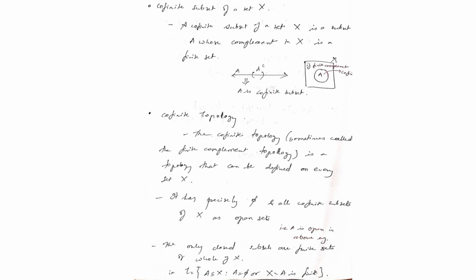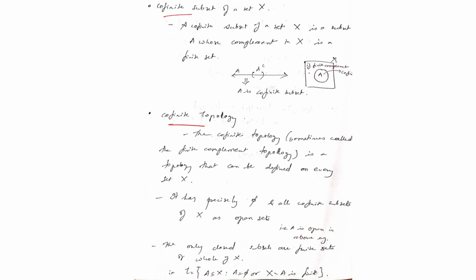So first of all, let's quickly go through some basic terminologies that you might have seen in the lecture videos also. So first of all, what is a cofinite subset of a set X? For knowing about cofinite topology, we first need to know about the cofinite subset of a set X. So what is a cofinite subset of a set X? If we have a set A, a cofinite subset of a set X is a set A whose complement in X is a finite set.